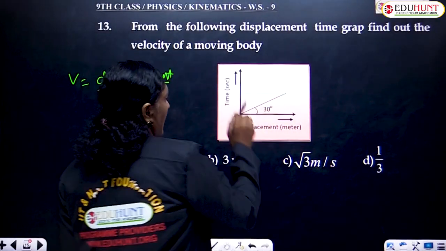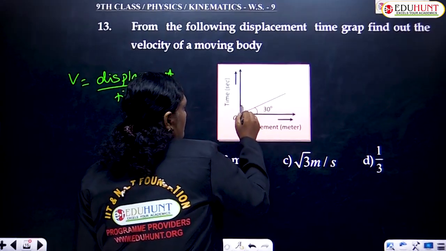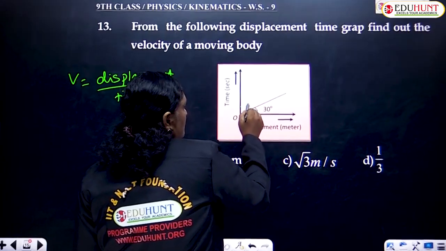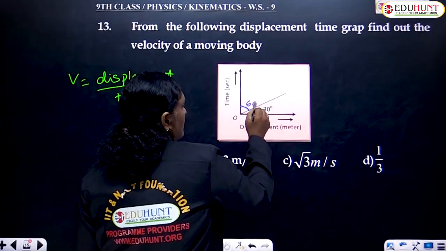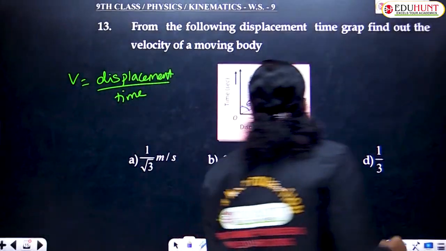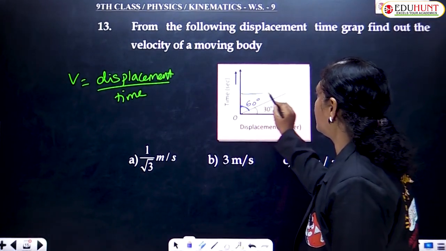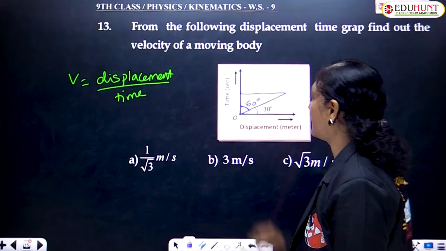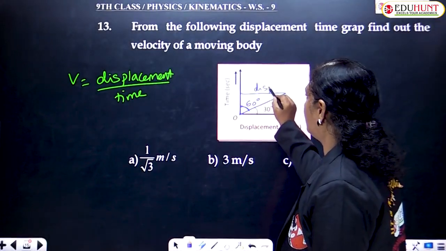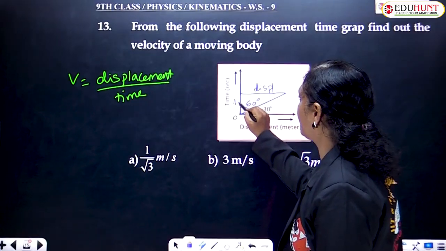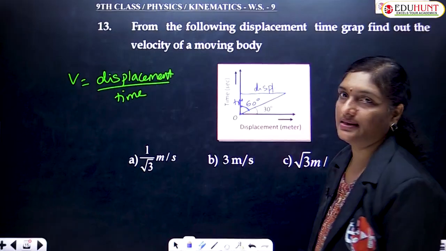Clear? I have to take displacement on the x-axis. Children, if this is 30 degrees, what is this angle? 60 degrees. This is 60 degrees. Okay. In this graph, if you consider tan 60 in this right-angle triangle, this is your displacement and here it is time. Tan 60 is equal to opposite by adjacent side.